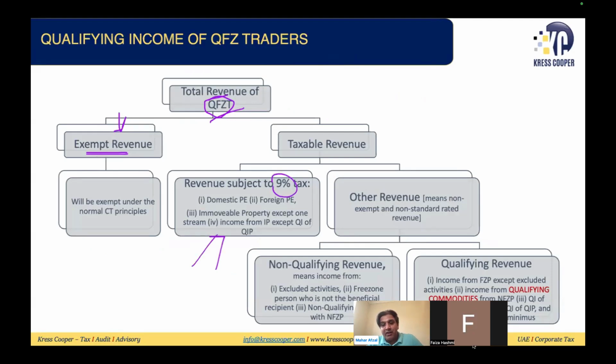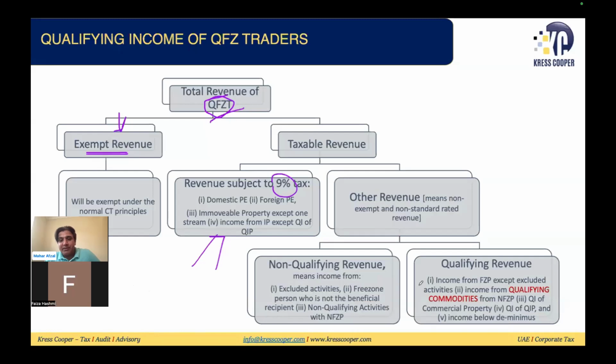The important thing here is, the qualifying revenue of the qualifying free zone trader from the non-free zone person will be from the qualifying commodity only.